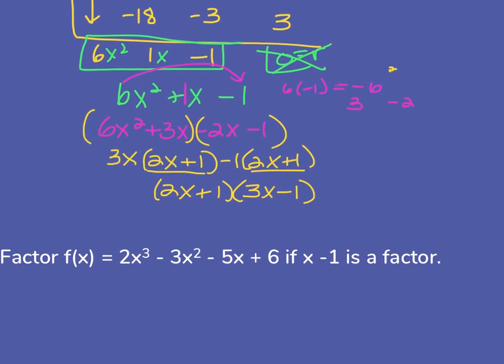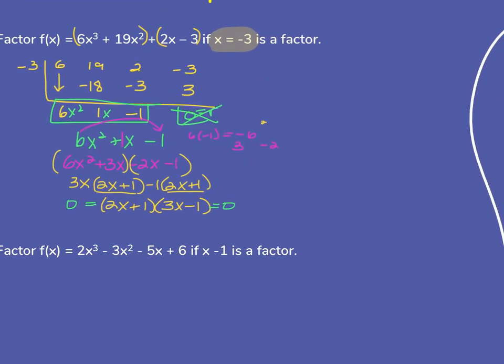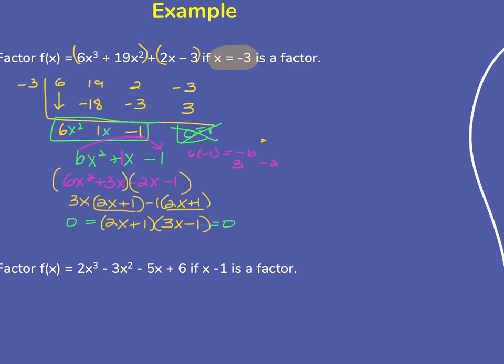Now solve these. Set these each equal to 0. Actually, it just said to factor. It doesn't say find the answers. If it said find the roots or find the solutions, then I would write -1/2, +1/3, and -3. But because it just says to factor, I'm going to leave 2x plus 1, 3x minus 1.